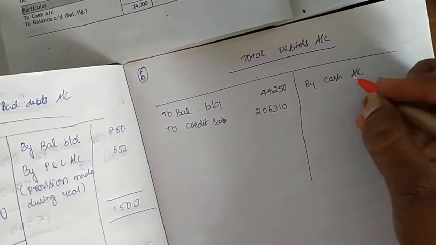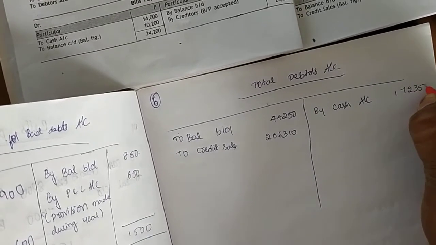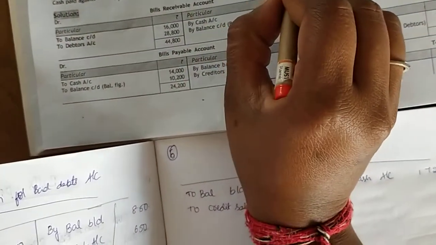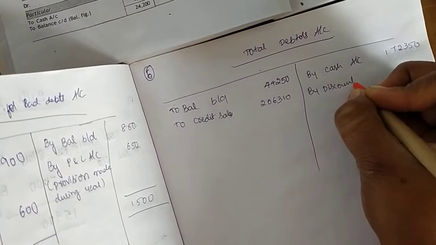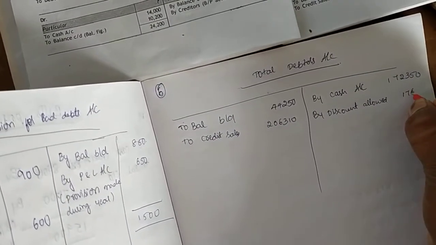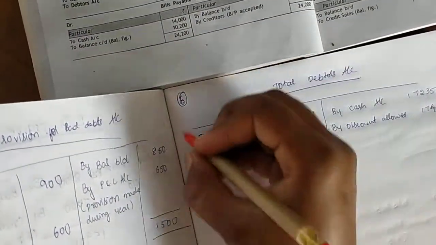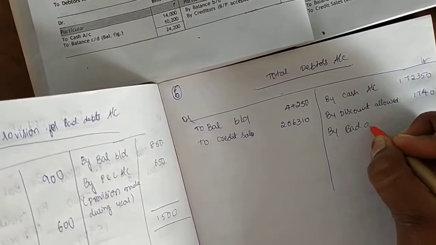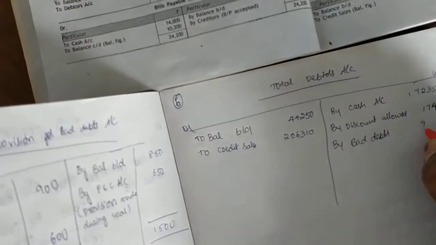1,72,350. By cash account we can write receipt from the debtors 1,72,350. Next is discount allowed 1,740. By discount allowed 1,740. Next is by bad debts. So everything we have to write in the credit side only. By bad debts 2,550.